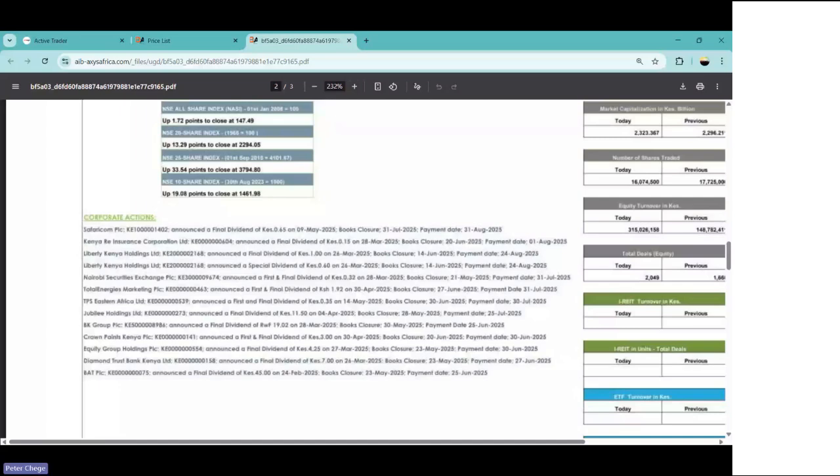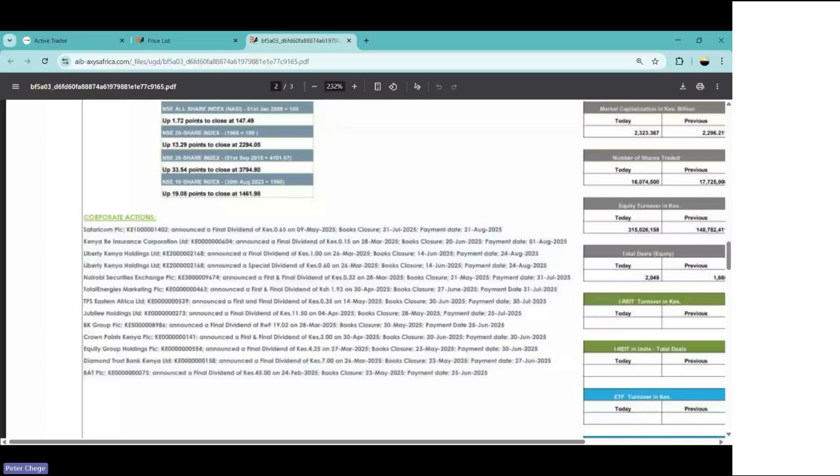Then book closure. This is the day they close their books and close something called the register. So for anyone who has shares, book closure is on 31st July. So if you have Safaricom shares on 31st July, the total you have at 5 p.m. is what qualifies for dividend. So you'll be in that register.